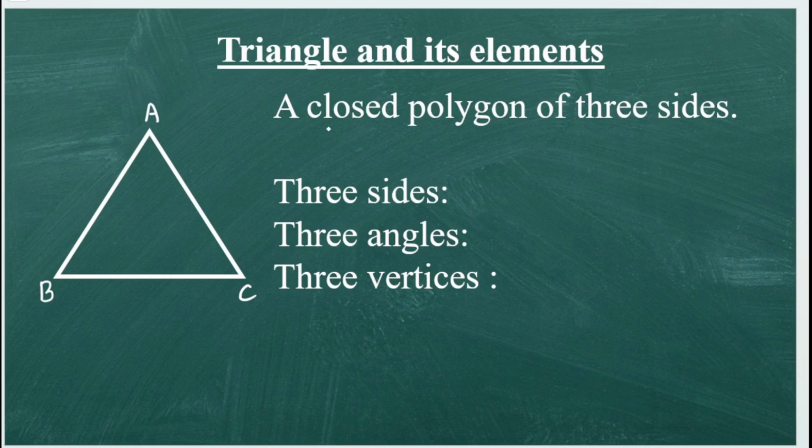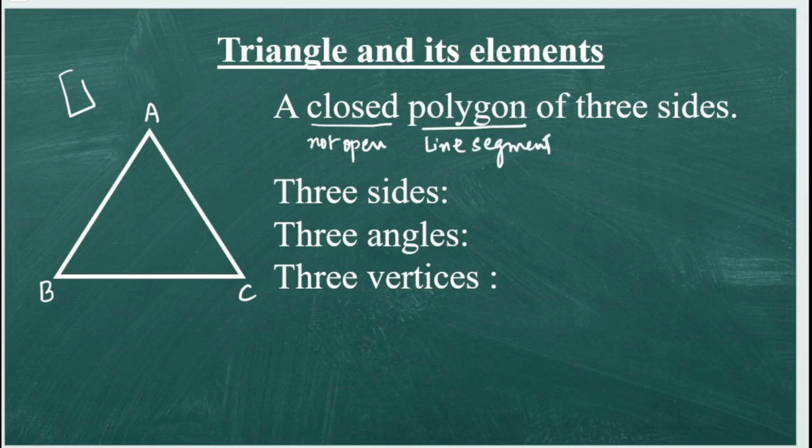What is a triangle? A triangle is a closed polygon of three sides. What does closed mean? Not open. So in that case, what is an open shape? The open shape looks like this, and you can clearly see a triangle is not open from any of the side or any end. Polygon means a shape which is just made up of line segments.